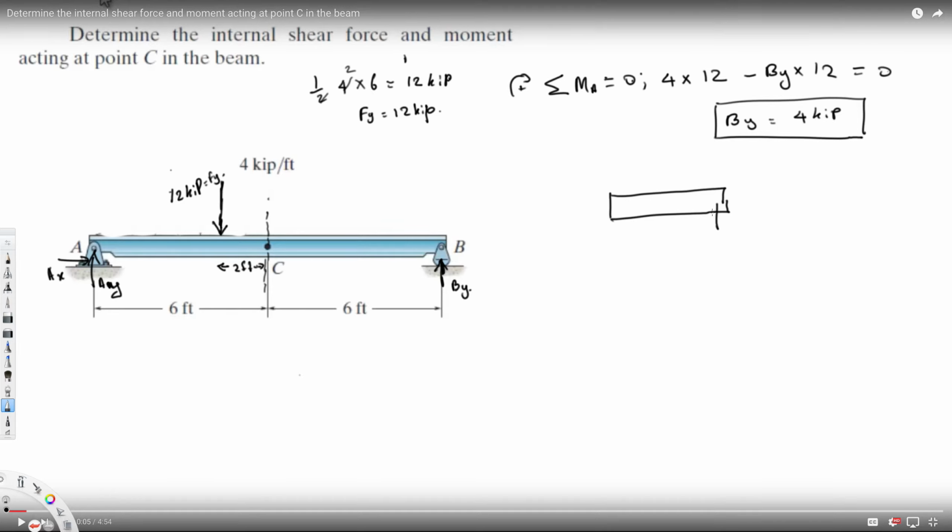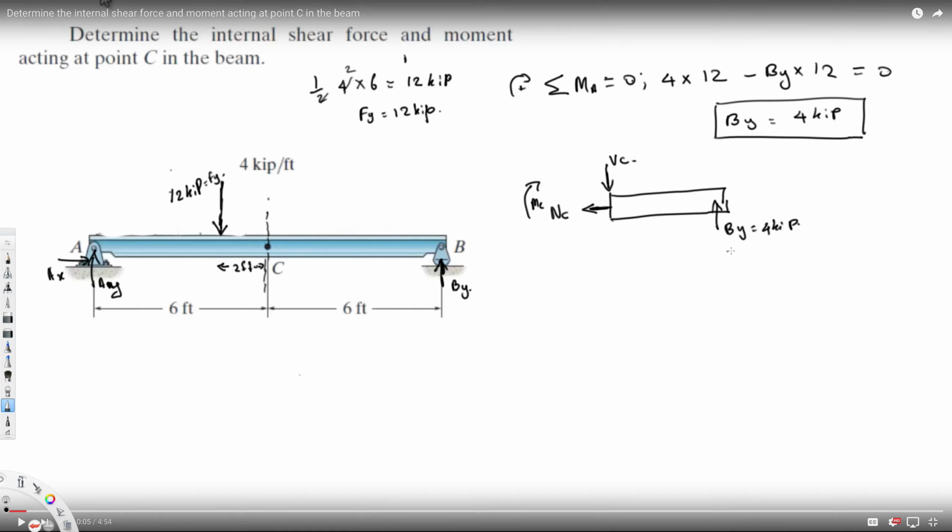So By is 4 kilopascal, and we are going to have a normal force at C. This is just an assumed direction. It can be any direction, but I just assume this is the direction. When we get the answer negative or positive, we can determine whether it is right or wrong. Also, I assume VC acts in this direction, and then let's take moment in the clockwise.